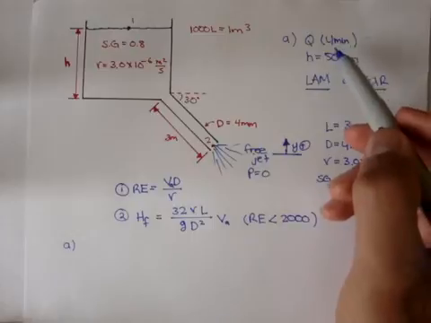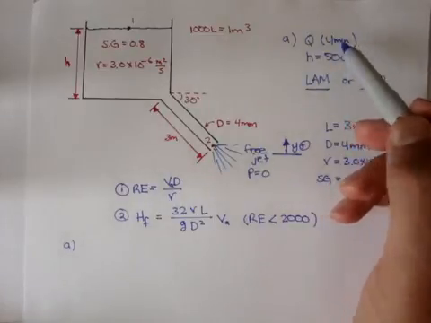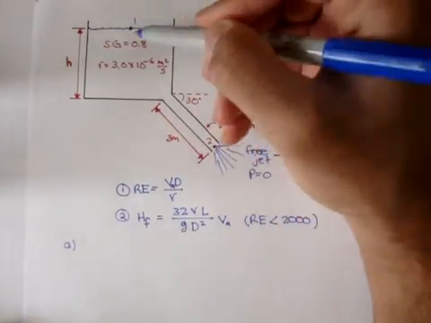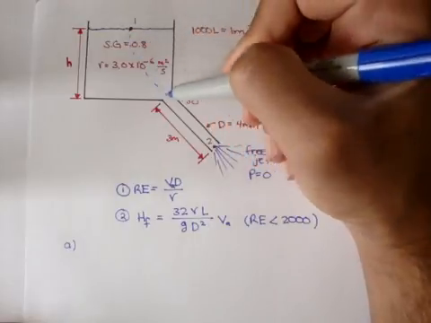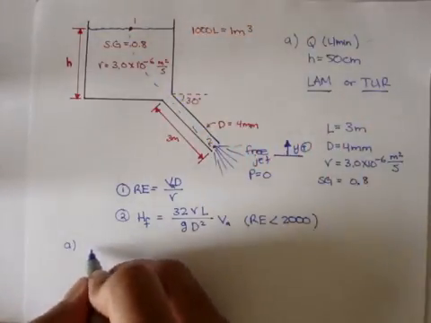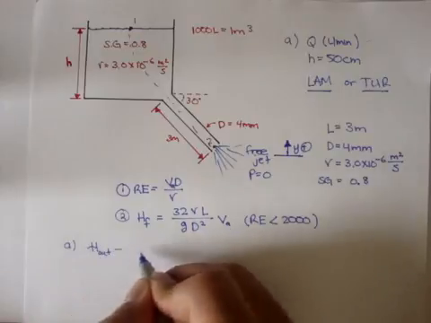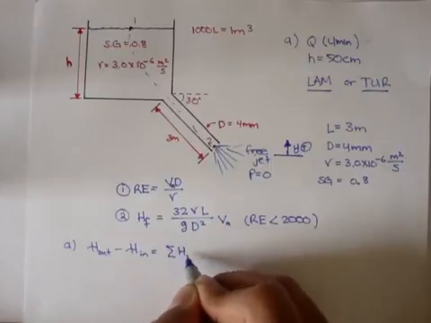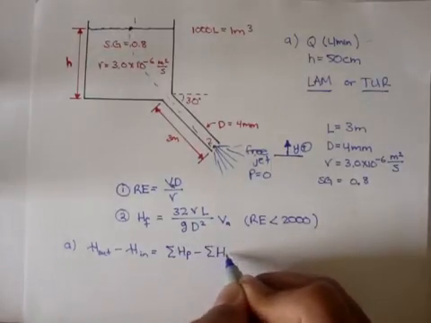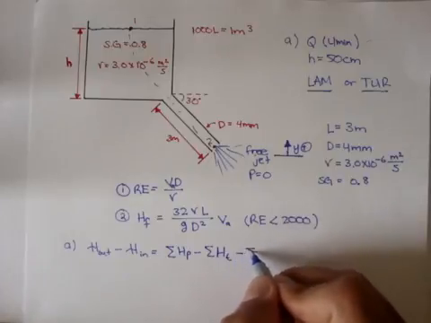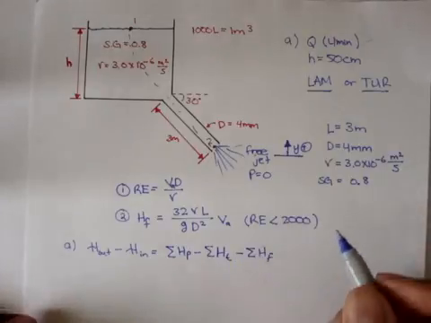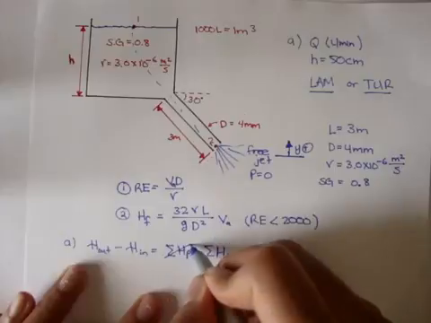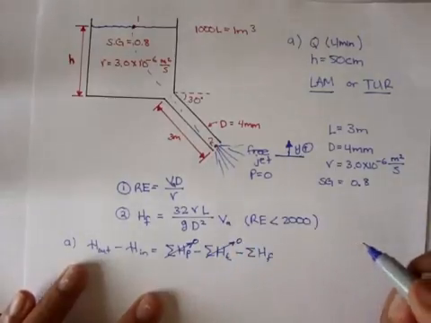They want us to figure out the flow rate, and in order to figure out the flow rate we need the velocity in this pipe. So let's take a streamline from 1 all the way to 2, and we'll say the total energy head coming out minus the total energy head coming in is equal to the summation of all the pump heads minus the summation of all the turbine heads minus the summation of all the frictional head losses. Now, in this system, there are no pumps and there are no turbines, so we can say this is 0 and that's 0.